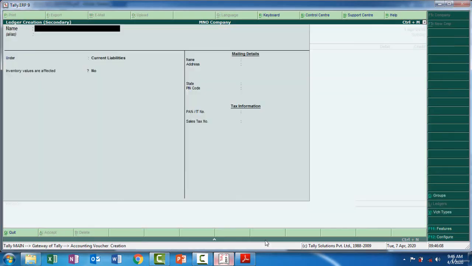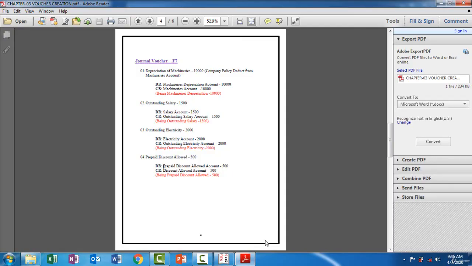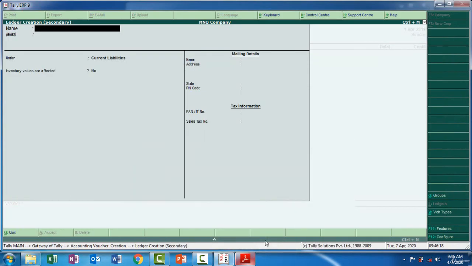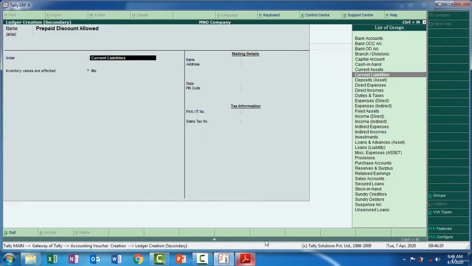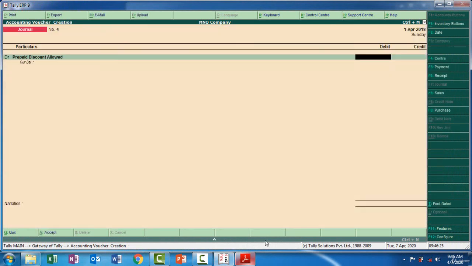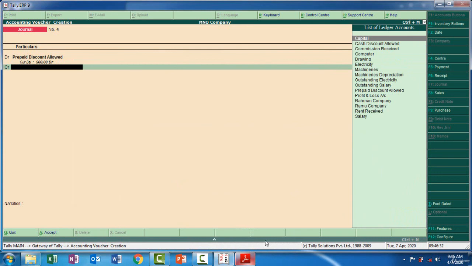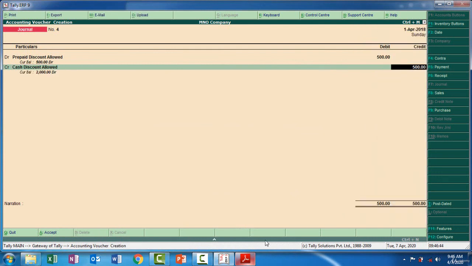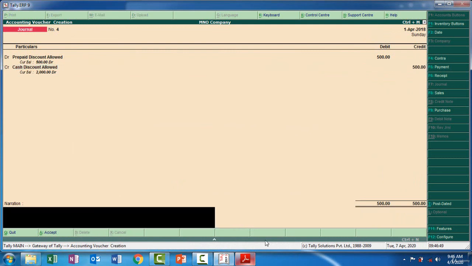We have to create prepaid discount allowed account. So I'm going to create the prepaid discount allowed account. It is one of the current assets. How much is this one? 500. And discount allowed account we have already created. That amount is 500.